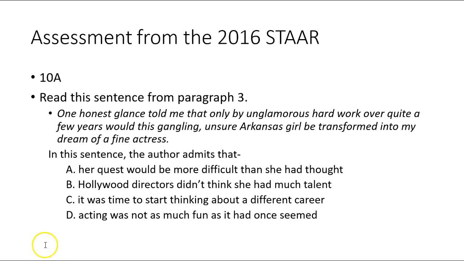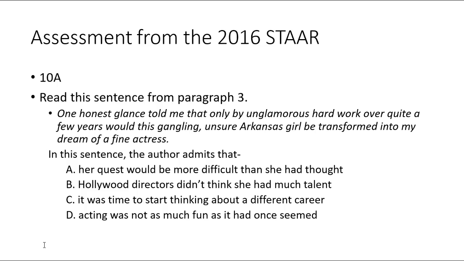So let's look at some assessment. Standard 10A had students read this sentence from paragraph 3. "One honest glance told me that only by unglamorous hard work over quite a few years would this gangling, unsure Arkansas girl be transformed into my dream of a fine actress." In this sentence, the author admits that... So we have to look at what the author is stating, and then what evidence is she giving? Where's her credibility? What is she using to substantiate this?